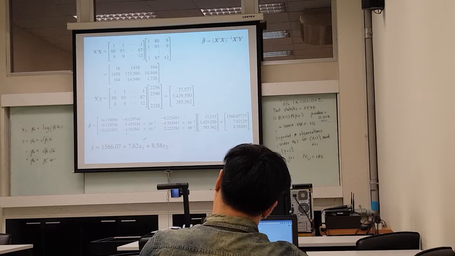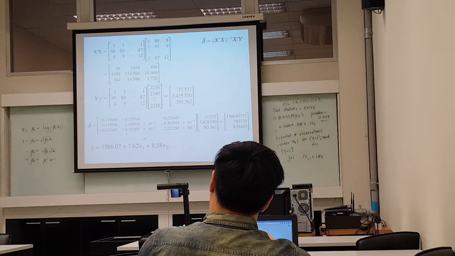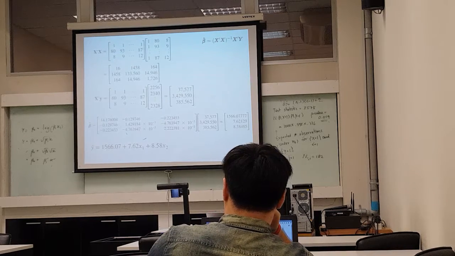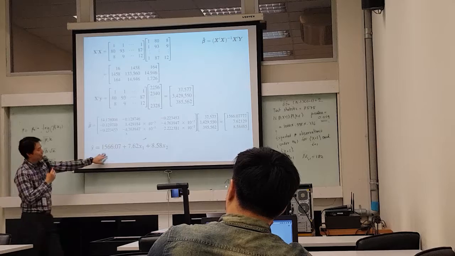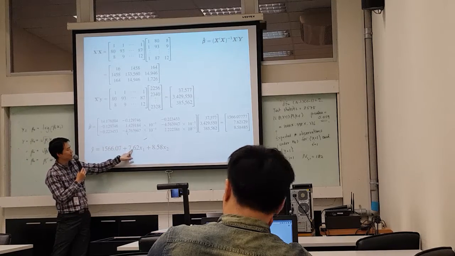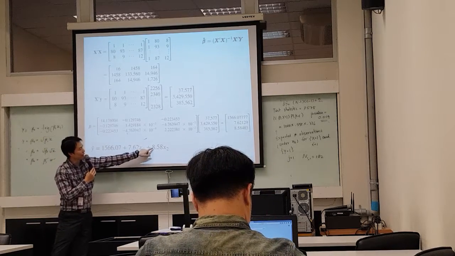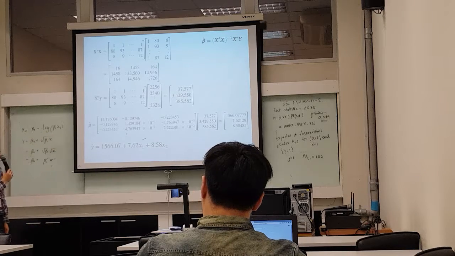So your fitted model is y equals 1566, this is your beta 0, plus this is beta 1, 7.62 x1, plus 8.58 x2.